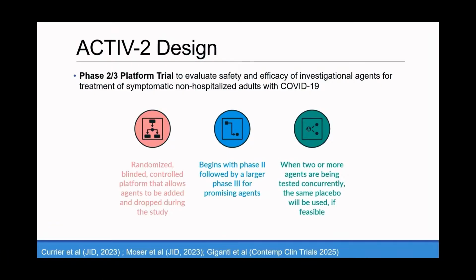First, the study was a randomized, blinded, controlled platform that allowed agents to be added and dropped during the study. Second, there was an allowance for a seamless transition from phase 2 to phase 3 evaluation for promising agents. And then finally, there was this pooled placebo component, such that when two or more agents were being tested concurrently, it was possible to use the same placebo to evaluate both agents.